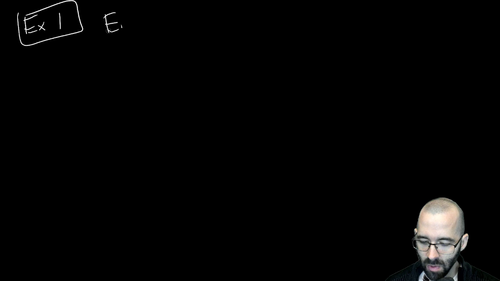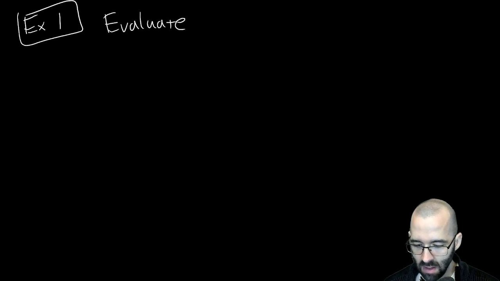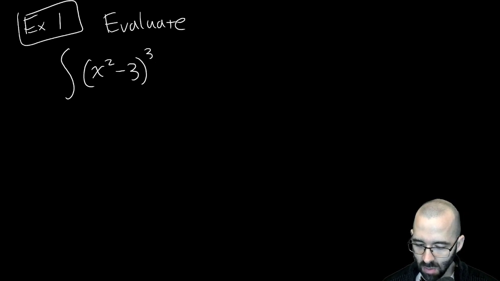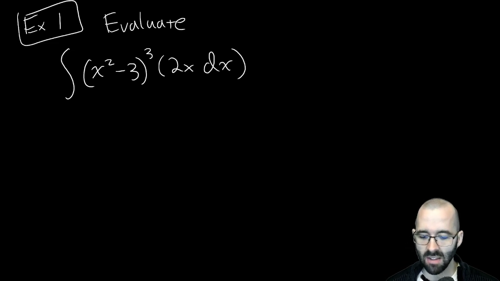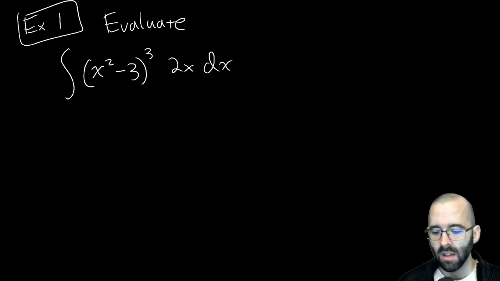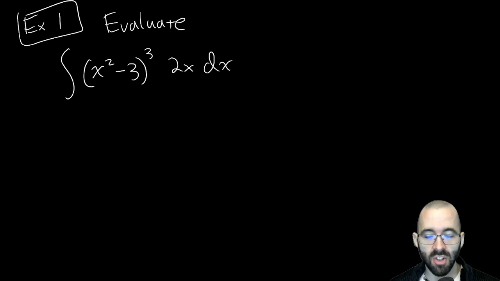So example 1, evaluate the integral, the antiderivative of x squared minus 3 cubed times 2x dx. Now you don't need the parentheses this way, and in fact usually you're not going to see them, so I'm not going to write them that way even though I initially planned on it. So this is an example of undoing the chain rule. This is an example where substitution is useful. This is what we think of as our inside function. We do not know that this is G. Sorry, we don't know this is g. We don't know this is u.